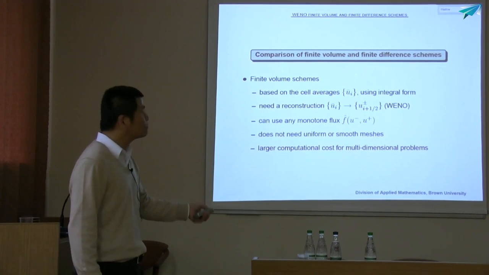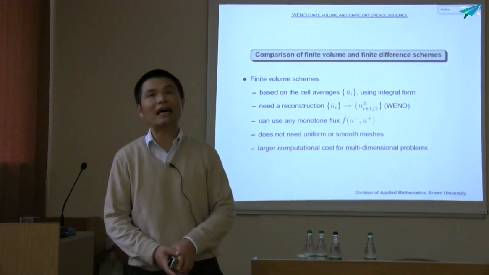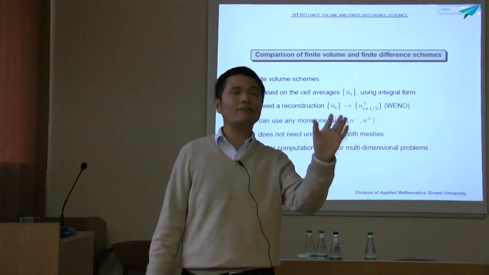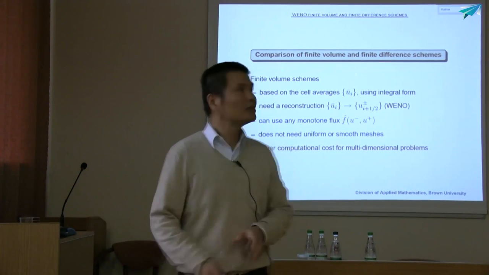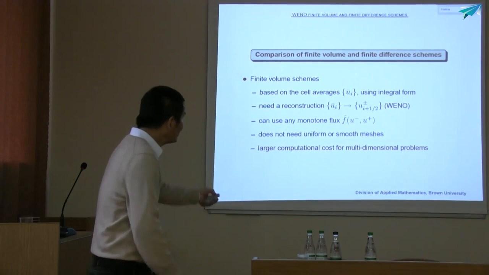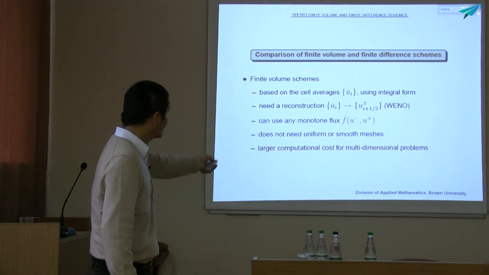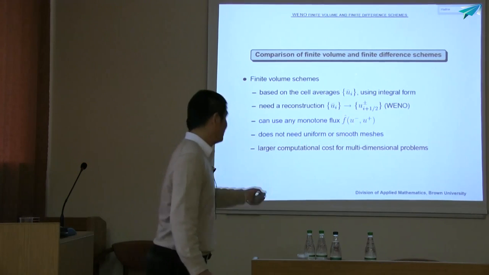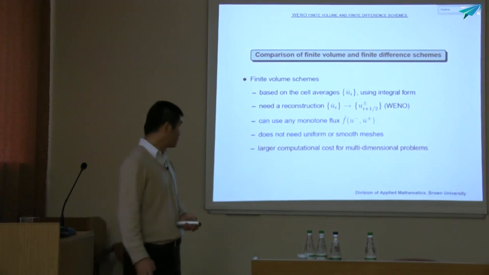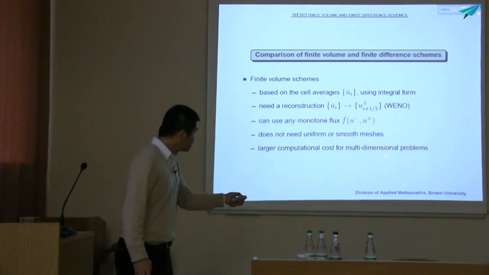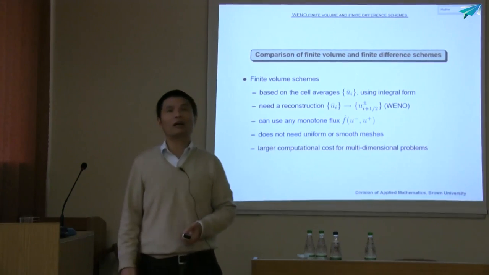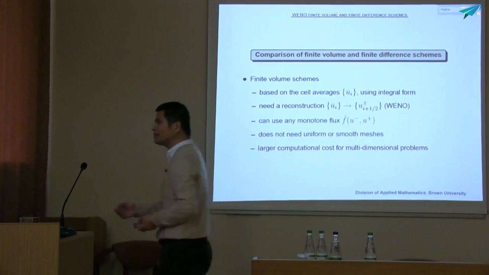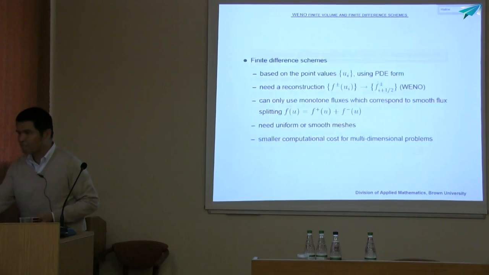It does not need uniform or smooth meshes. This I did not mention, but actually the reconstruction does not care if the mesh is uniform or not. So these two are actually advantages of finite volume schemes. You can use any monotone flux, and you can use non-uniform mesh. The problem is that it will be more costly in multi-dimensions. This I will explain later. We just state it here as a fact first.